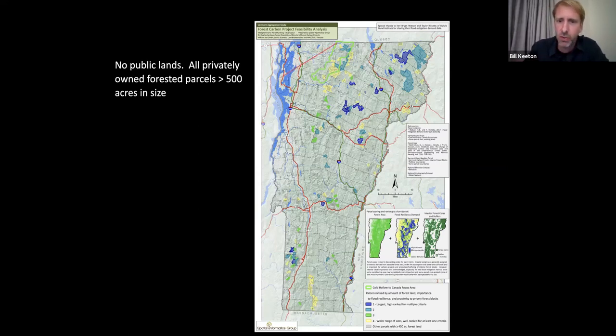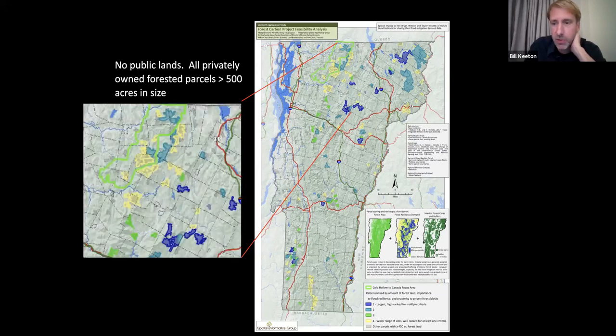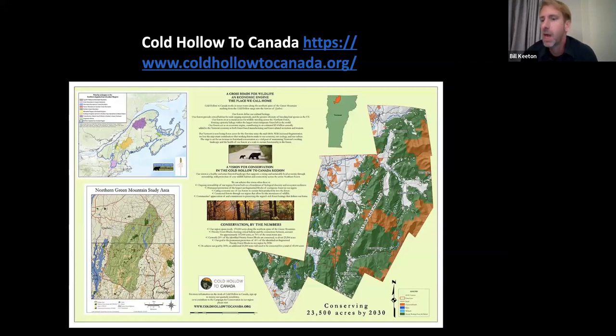We then chose one of these regions here, the northern part of the state, we call this the Northeast Kingdom, to develop a pilot carbon project in to show how this could work. This region, by the way, that you're seeing here that had a number of these highly ranked parcels happens to be an area that has already had a lot of work, meaning landowners coming together. Again, remember that this is predominantly a privately owned landscape. 80% of Vermont is privately owned, particularly in the northern part of the state. So an area in which landowners were already actively working together around stewardship and wildlife conservation and open space conservation and other things. It's a region we call Cold Hollow to Canada.